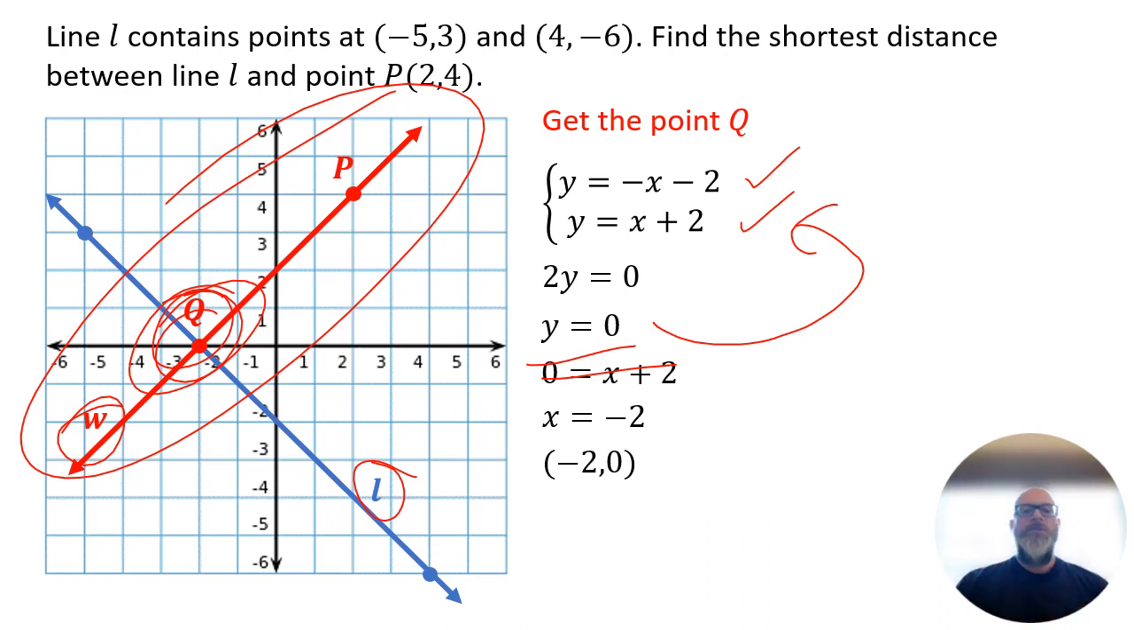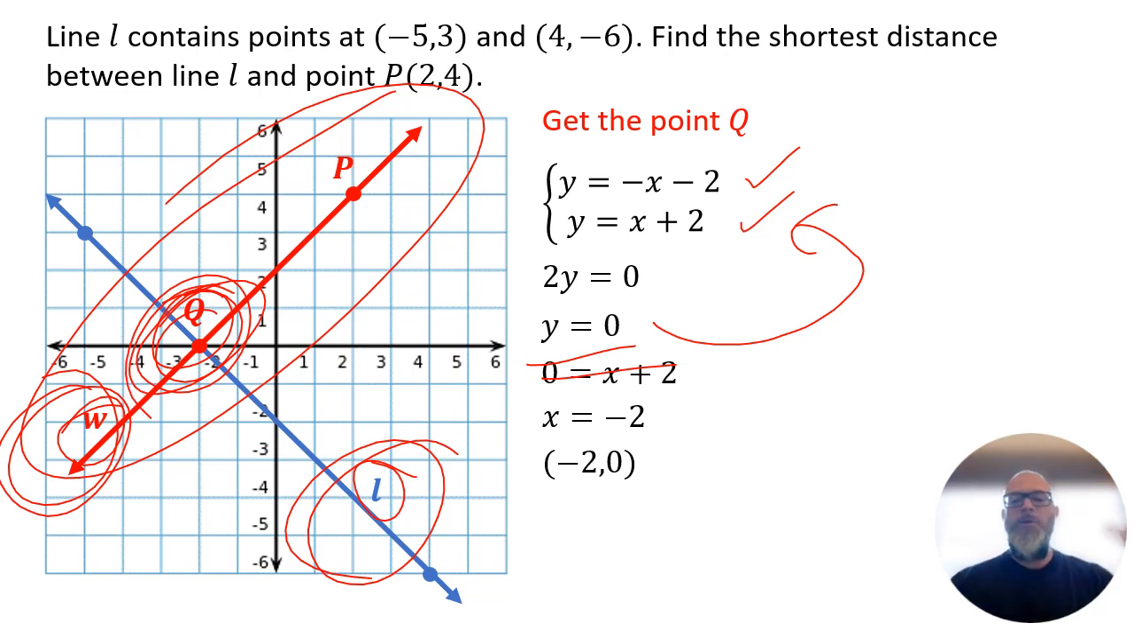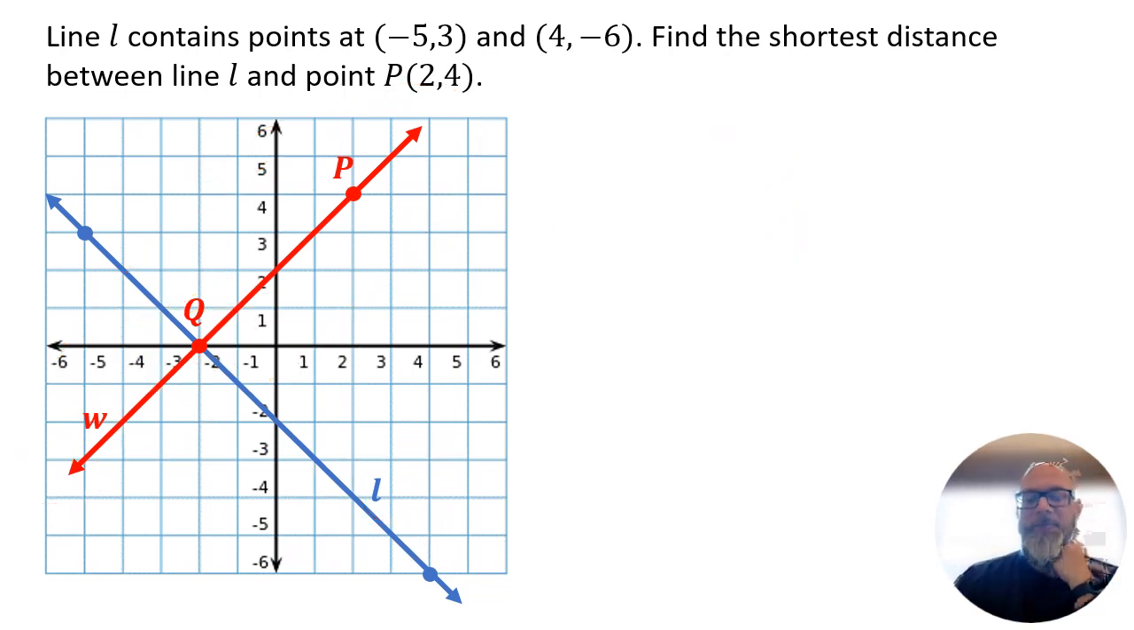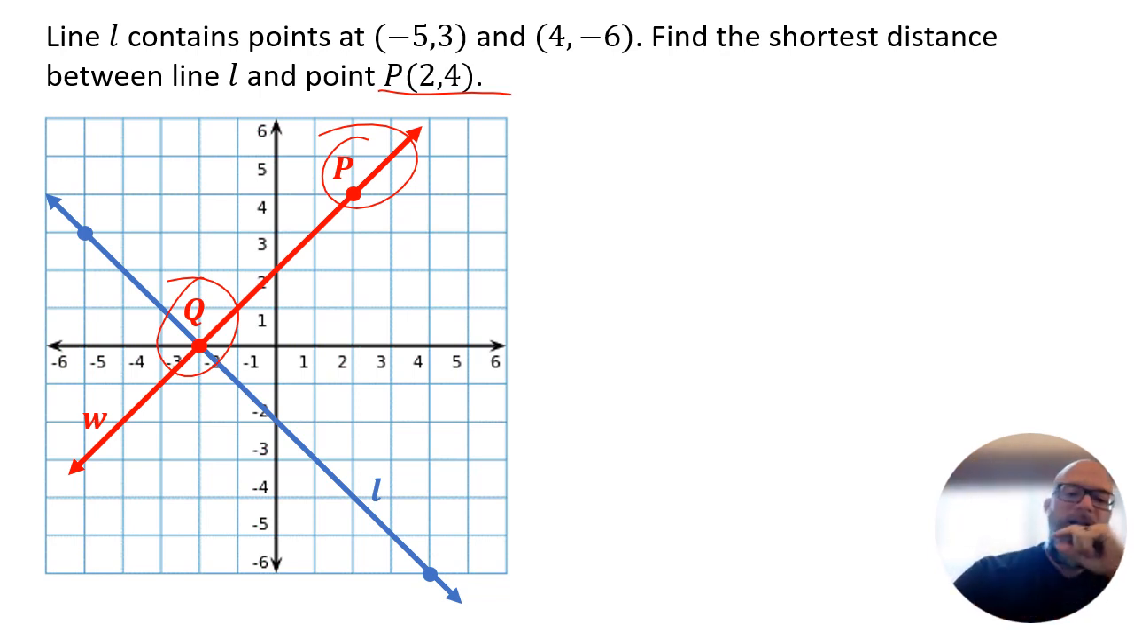All right. What were the 3 steps so far? Step 1, get the equation of line L. Step 2, get the equation of line W. Step 3, get the point Q, which is the intersection of L and W by solving a system of equations. Last step. Now that we know the point P, which was given, and we know the point Q, which we just got in step 3, we can find this length right here, can't we?